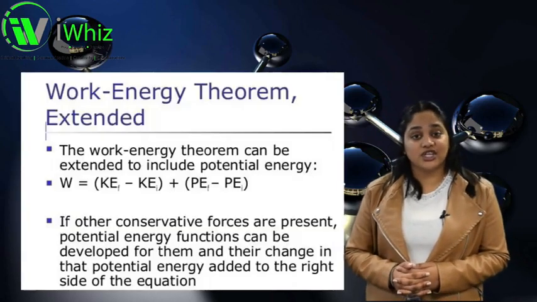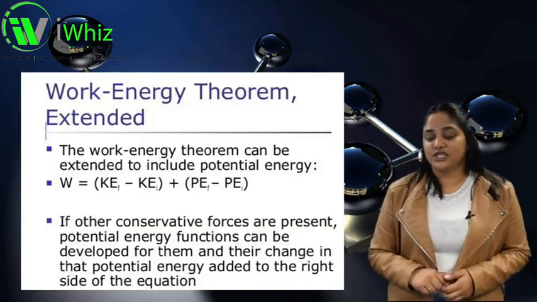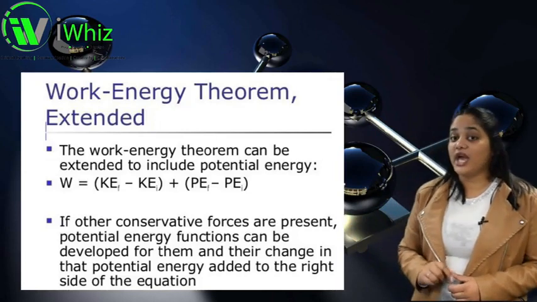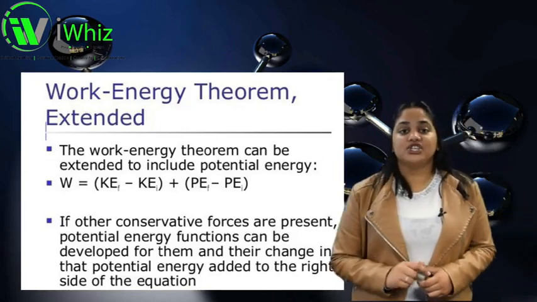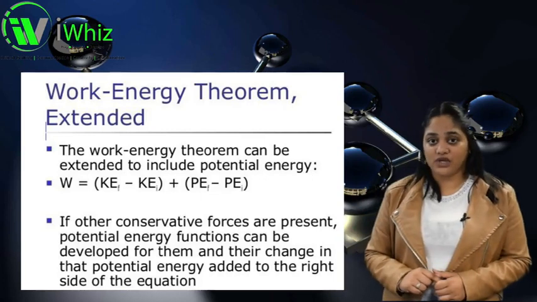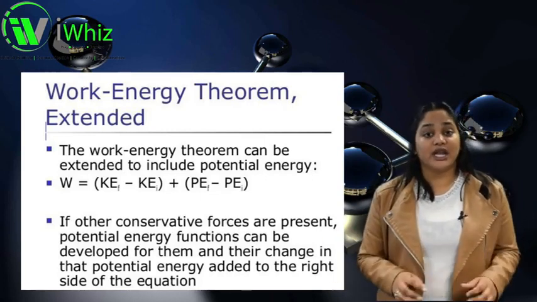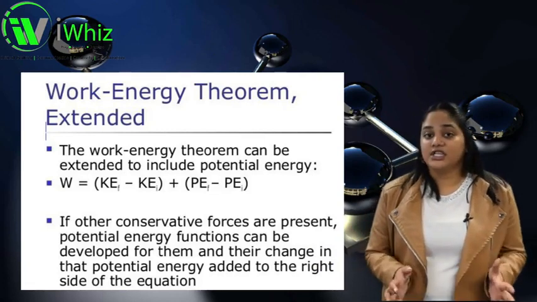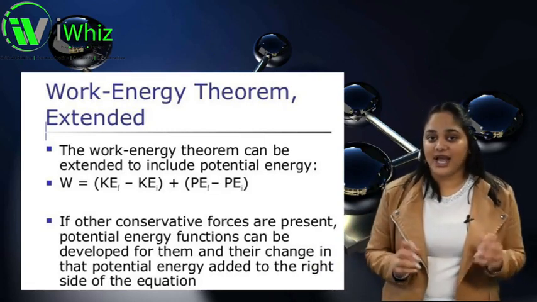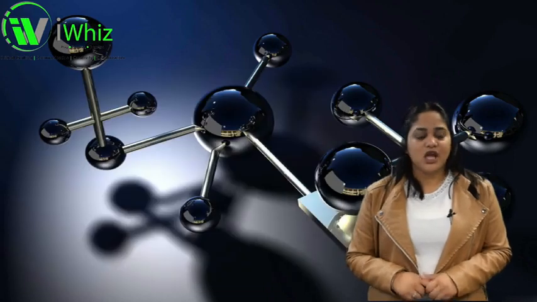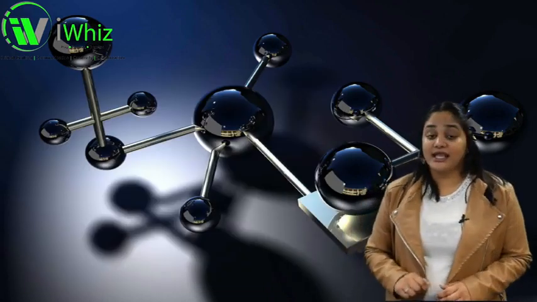Remember that the work energy theorem can be extended to include potential energy. So when we have conservative forces, potential energy can be developed for them. What that means is that we can include potential energy within our calculation. That potential energy will be added to the right-hand side of the equation. So let's look at the following example and see how we do.